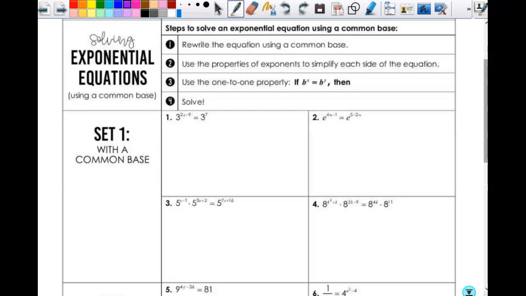So here are our steps. We're going to rewrite the equation using a common base. Use the properties of exponents, so you have to know your properties of exponents, to simplify each side of the equation, and then use the one-to-one property. We've got a property we can use that says if b to the x equals b to the y, then what do you think has to be true? x equals y. Good. But you got to get a common base before you can do that.